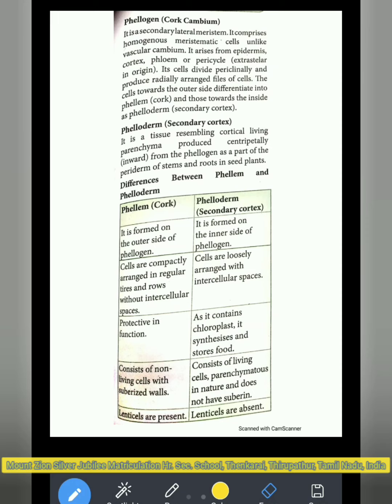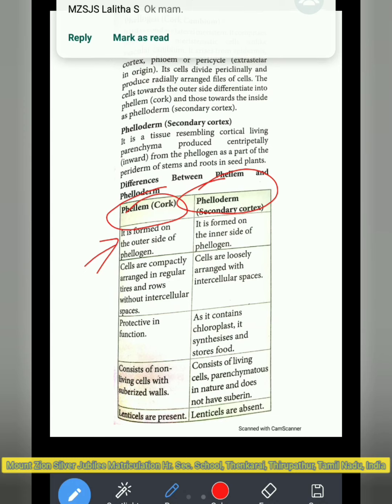Now let us discuss the difference between the phellem and the phelloderm. The phellem is the cork, and the phelloderm is called the secondary cortex. I already told you the phellem is formed on the outside of the phellogen layer, and we call it cork or phellem. Phelloderm is formed on the inside of the phellogen.